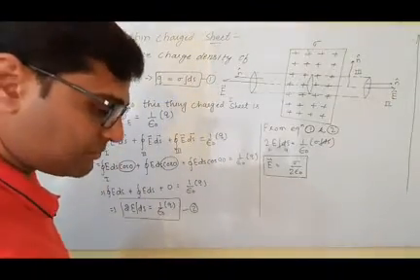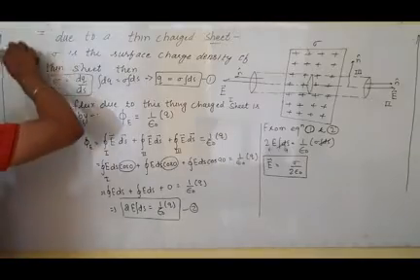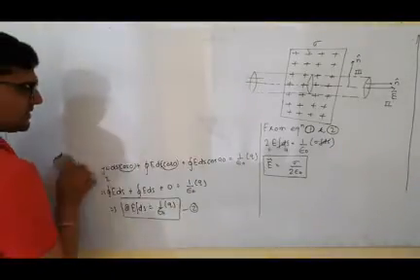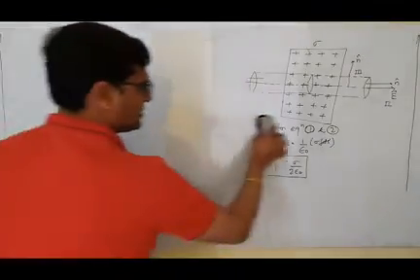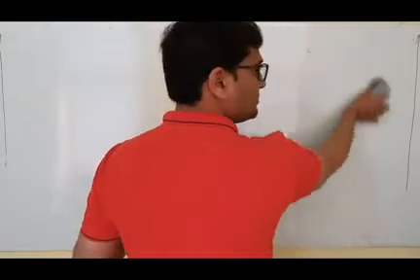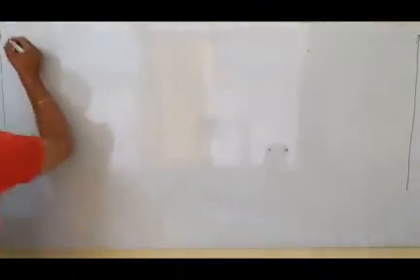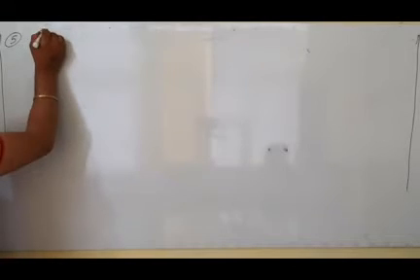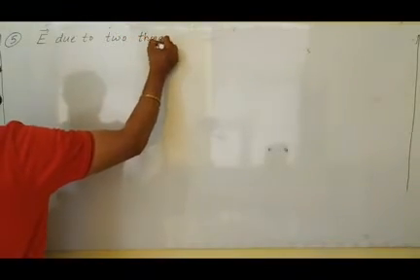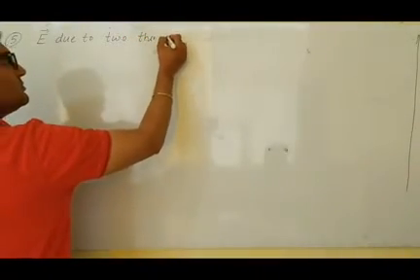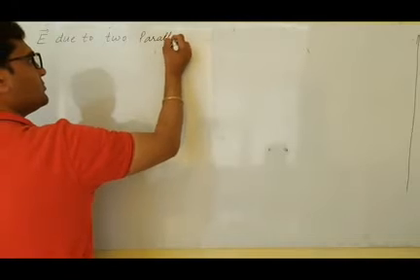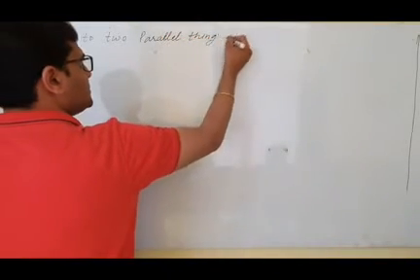The last application of Gauss theorem. We have to calculate the electric field intensity due to two parallel charged sheets, and we have to use this result only. Fifth application: electric field intensity due to two parallel thin charged sheets.